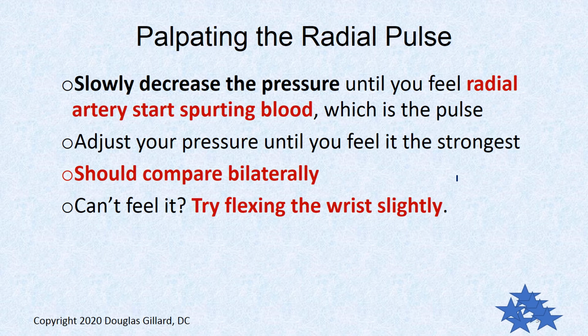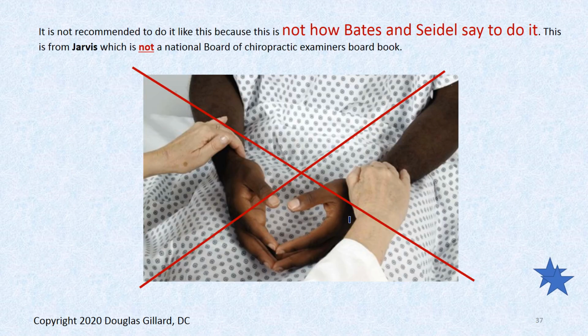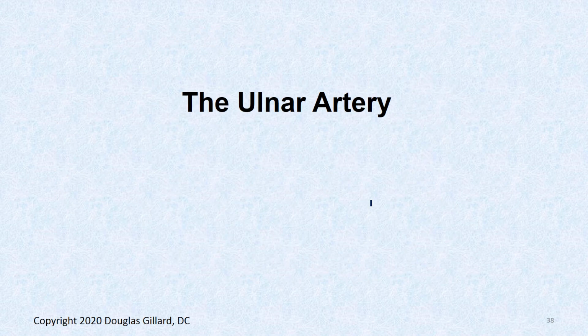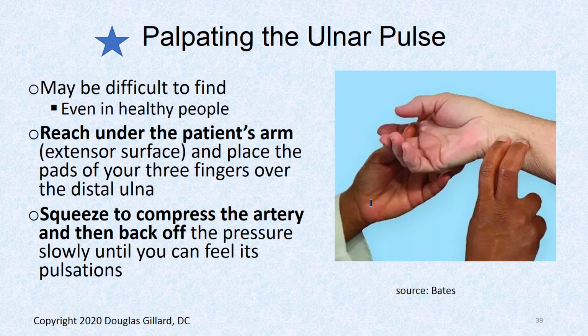We already talked about that. Make sure that the wrist is not in extension when you do this. That'll decrease your chances of finding it. You should not do it like this, right? That's from Jarvis. Jarvis is not a board book, and this is not the way to do it. Most of the books say to do it like that. You've got a much better chance of palpating with the rabbit ears I was talking about. The ulnar artery is usually a little tougher to find, so there's the rabbit ear approach. So just do the best you can.